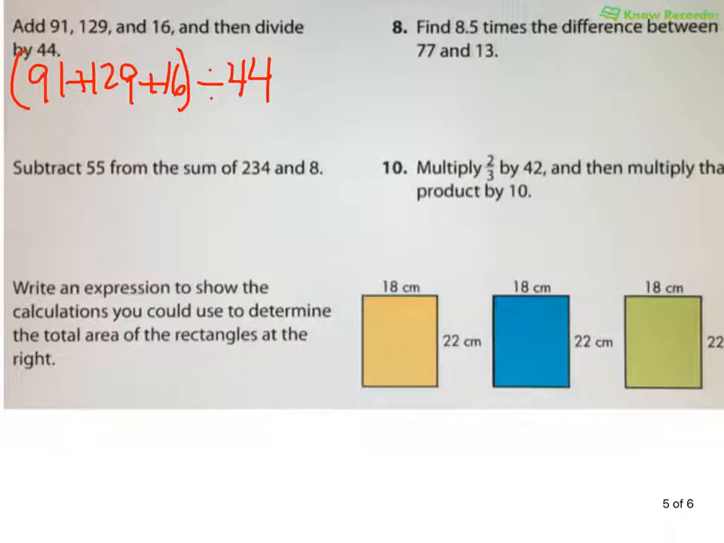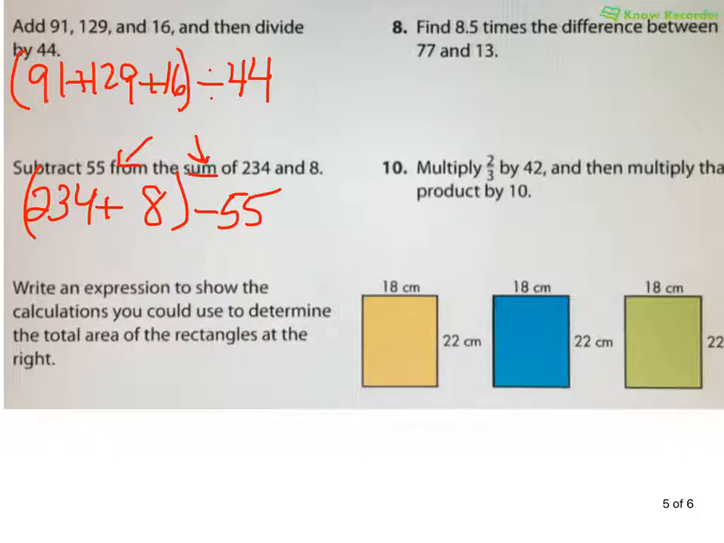Let's go down here. Subtract 55 from, okay, from something. The sum of 234 and 8. Again, don't need the parentheses. I'm going to put them anyway because it says get this from what I do to this. So do this. Show everyone you're going to do it.